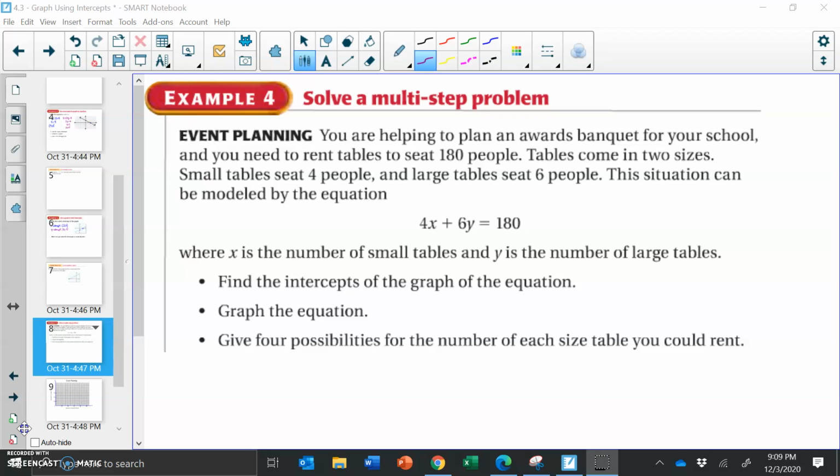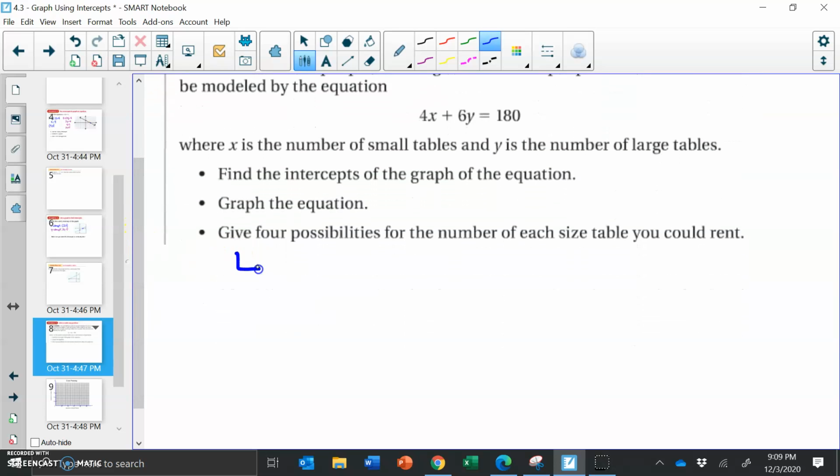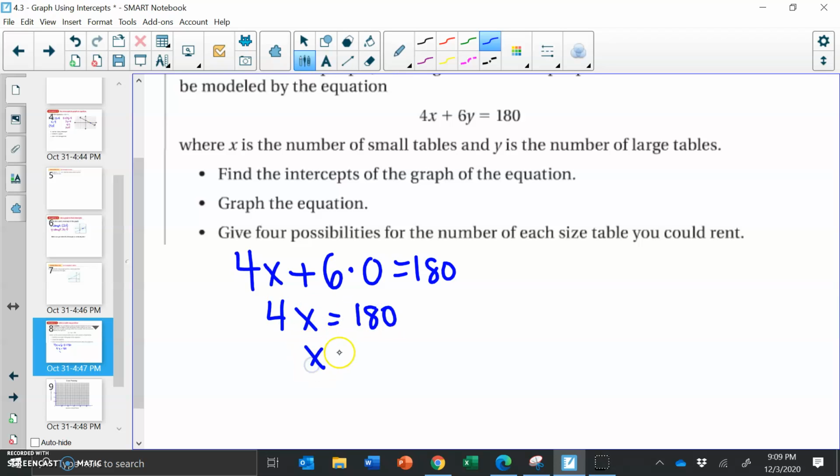They want us to find the intercepts of the graph of the equation, graph the equation, and then give 4 possibilities for the number of each size table you could rent. Okay, so to calculate the x-intercept, we are going to plug in 0 as our y value. 6 times 0 is just going to be 0. When we solve this, we get that the x-intercept is 45.